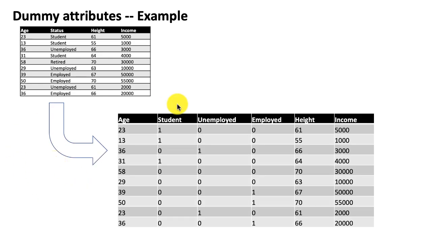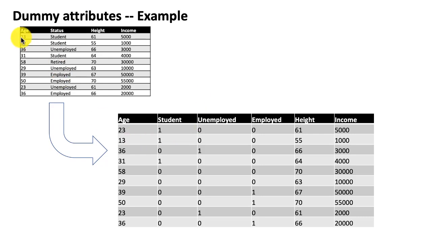Okay, so notice what has happened. The different levels of this attribute of status, student, unemployed, retired, employed, there are 4 levels, right? Those levels have now become columns in this new data set. So there is a column called student, unemployed, employed. Now, it's for a good reason we have left out the 4th. We'll come to that. So all these values become columns.